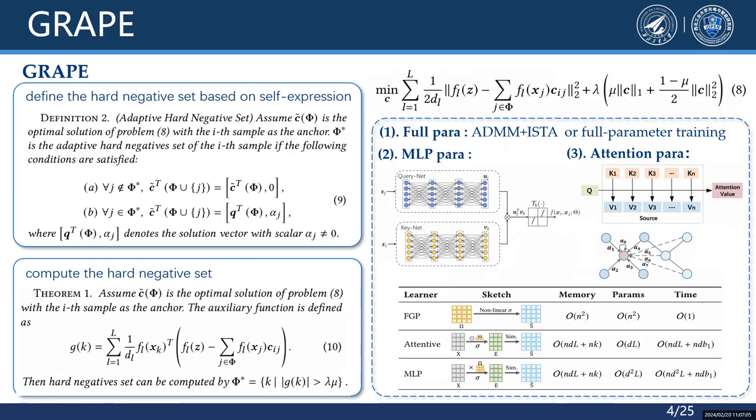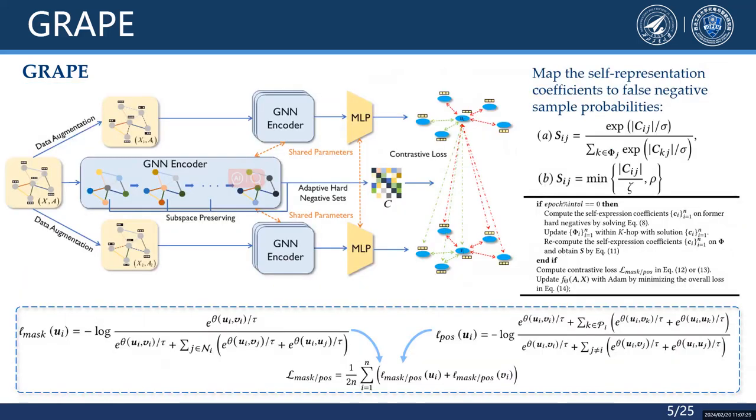We first define the hard negative sites based on the self-expression formulation. Then we compute the hard negative sites each epoch according to the definition. We also adapt three parameter learner with scalable sketch. The pipeline is shown on the slides, and the revised contrastive loss can be computed and backpropagated.